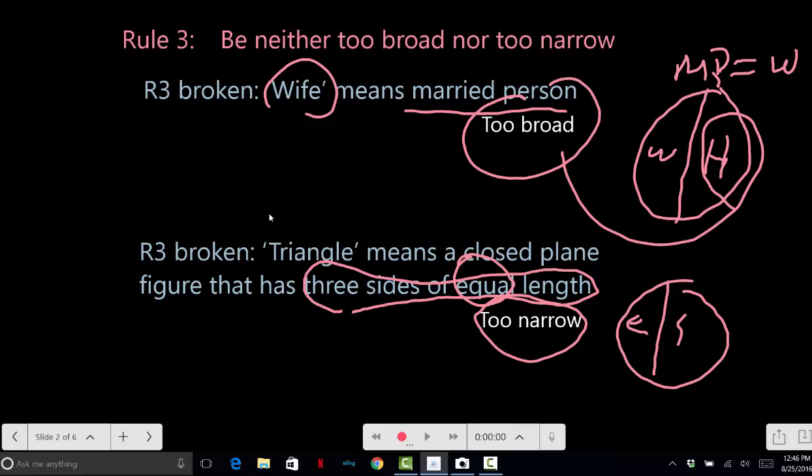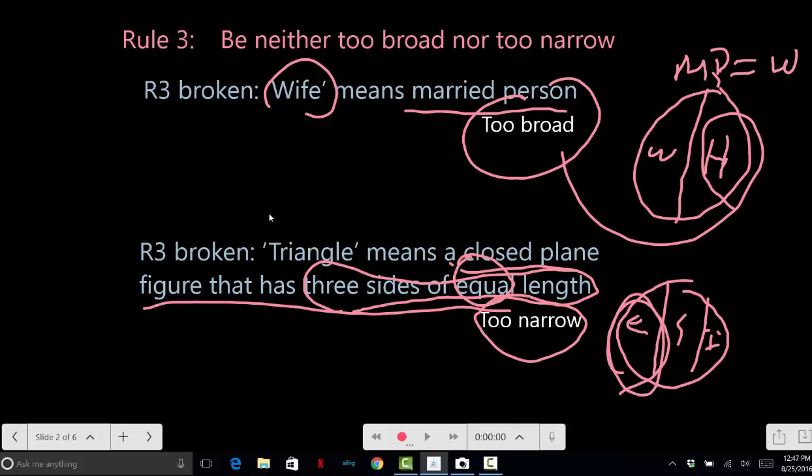but there are scalene triangles. I don't know, isosceles, it's been a long time since I've done geometry, but right, we have all sorts of other triangles that aren't going to get into the category of equilateral triangles, but they're still triangles. So our definiens leaves out some of the things that we needed to get, and that's why it's too narrow.